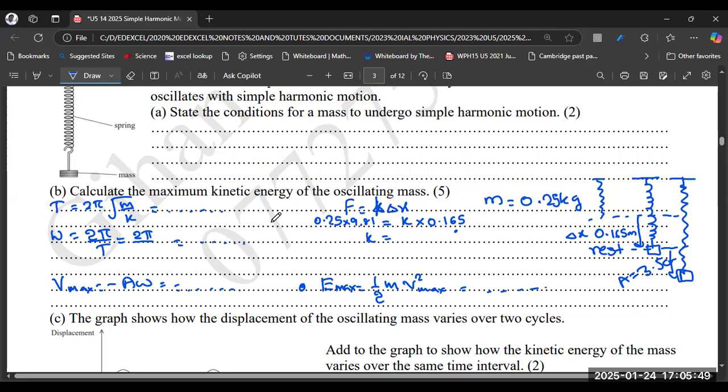So the K value is 14.86. The units would be newtons per meter.